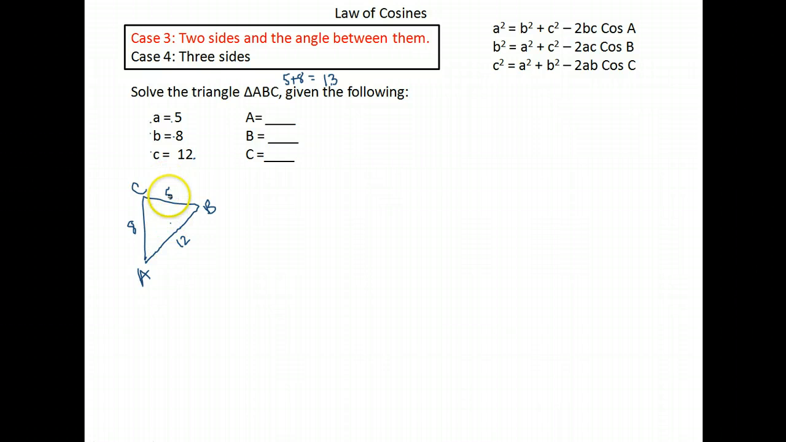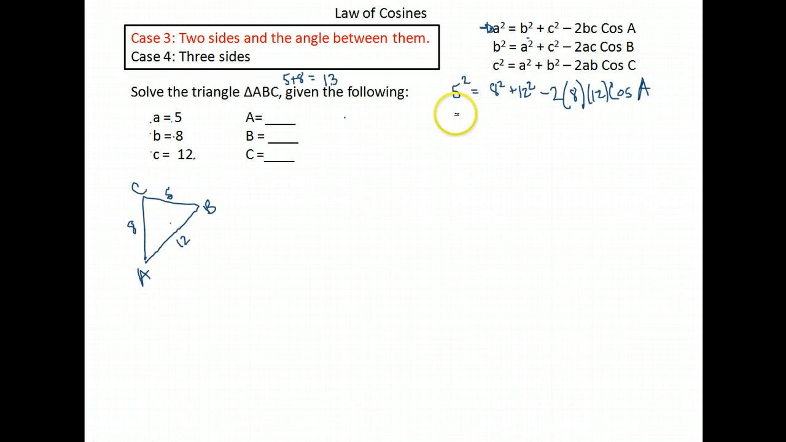Okay, so we start with the side length squared. This time I know the side length, it's 5. So the side length is 5 squared for A, plus the other two sides squared and added together, that's what the rule says, minus 2 times those two sides multiplied again, so times 8 and 12 in this case, times the cosine of our angle, which we don't know, I just know it's angle A.